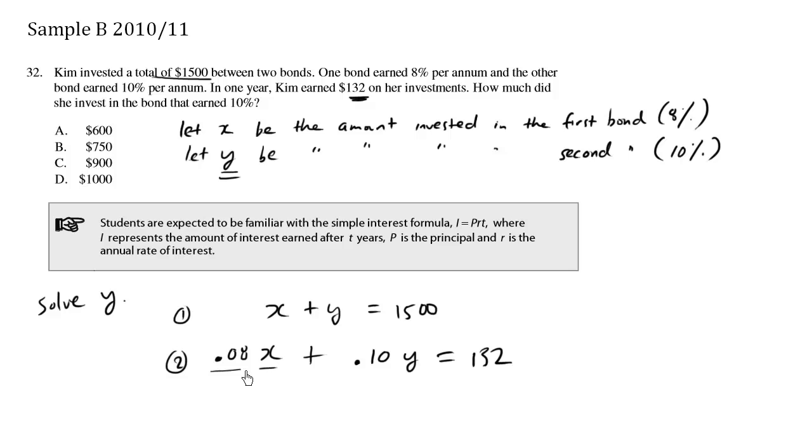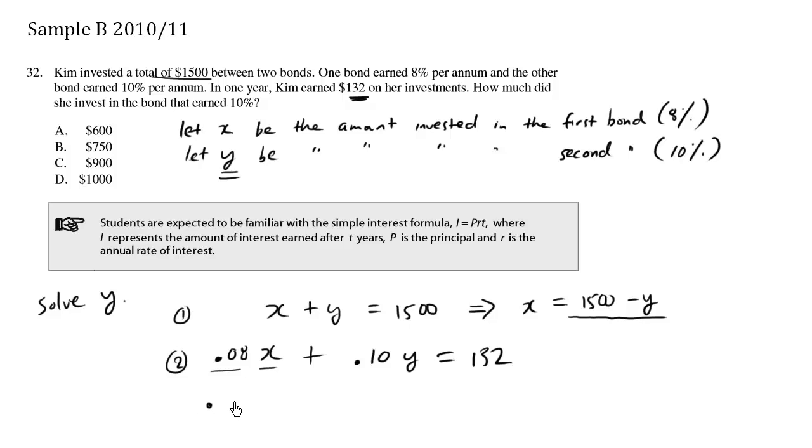Now we need to get rid of X. So we need to know what X is in terms of Y. So I'm going to use the first equation, equation number 1, to find out what X is in terms of Y. So I'm going to draw an arrow here. I'm going to isolate X. X equals 1,500 minus Y. So I know what X is, so I can just plug it into here.